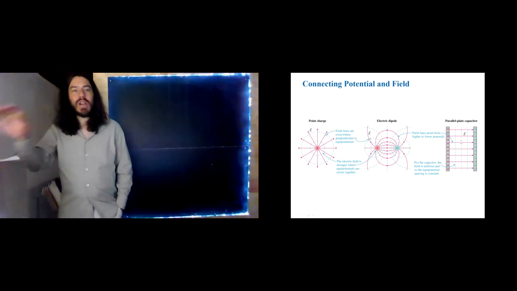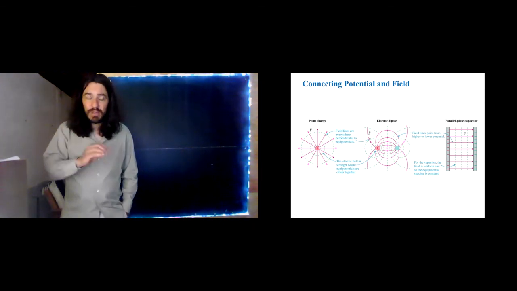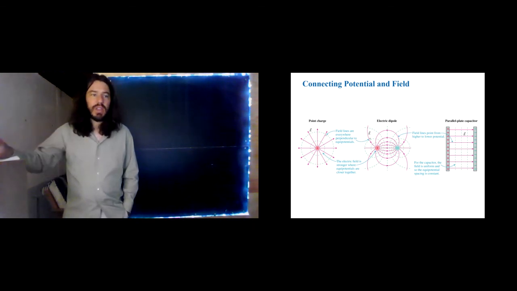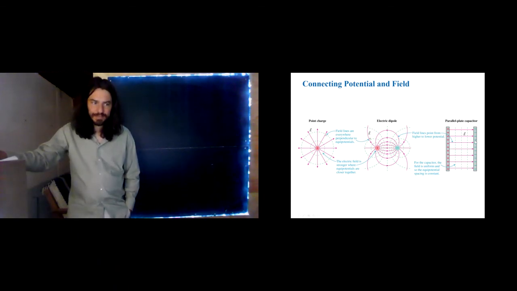Here's our parallel plate capacitor. We see a similar shape for any scenario that creates a uniform electric field. That's easily done within a parallel plate capacitor. The electric field points from high to low, from positives to negatives. This is the high potential side of my capacitor. This is the low potential side of my capacitor. In a uniform electric field, the equipotential surfaces and lines are perpendicular to the electric field lines.